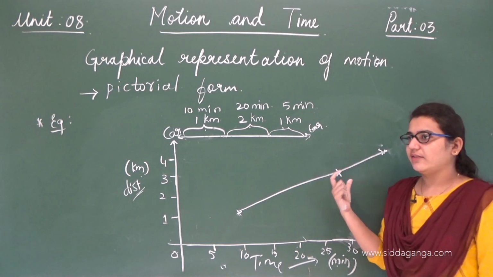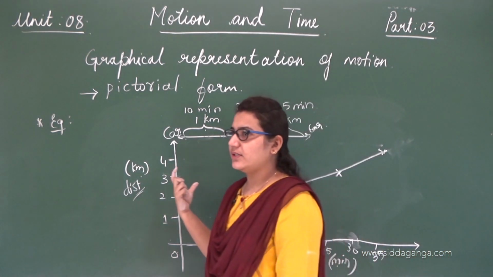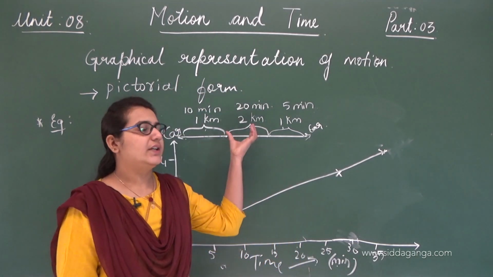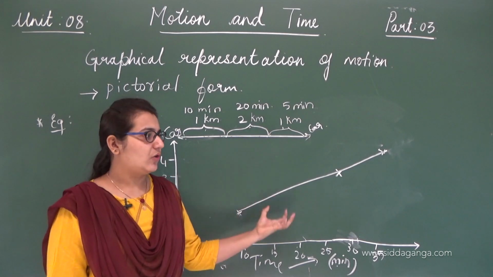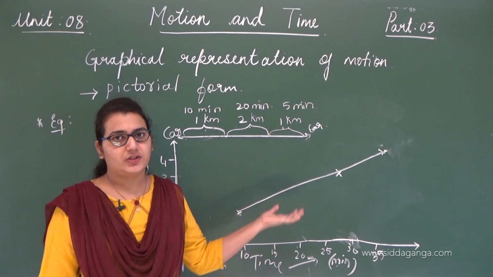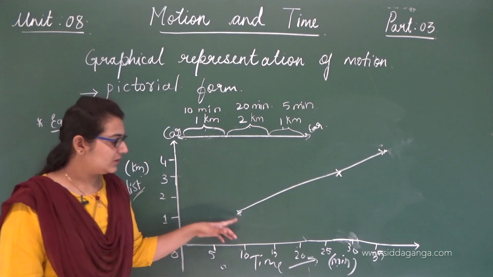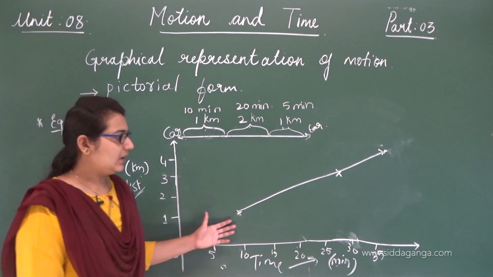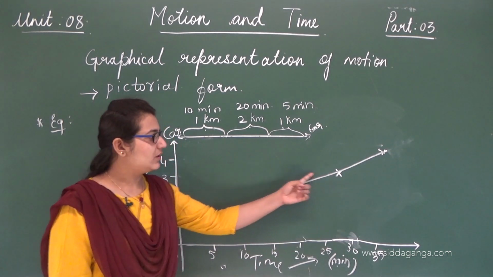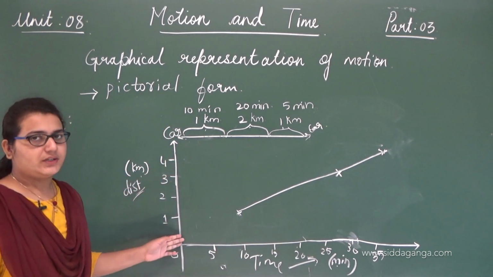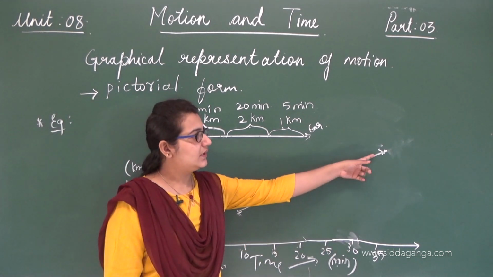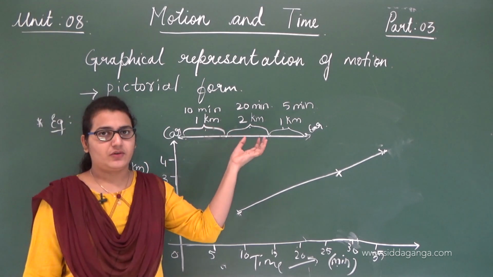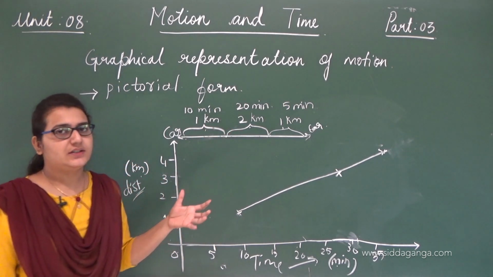Graphs are nothing but a pictorial representation of the data. Whatever data we have, we represent in the form of a graph, that is nothing but pictorial form. Seeing this, you can say that at 10 minutes the distance covered is 1 kilometer, at 30 minutes the overall distance covered is 3 kilometers, and at 35 minutes the distance covered is 4 kilometers, right? That is the exact data we have got. So this is how we need to represent it using graphs.